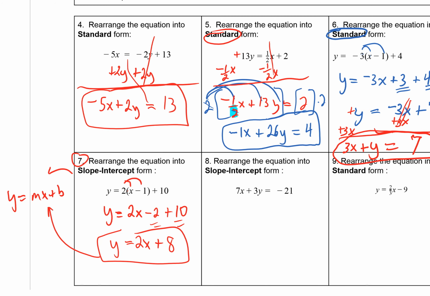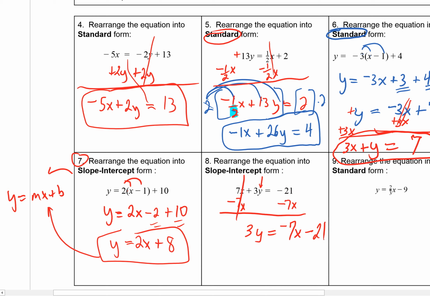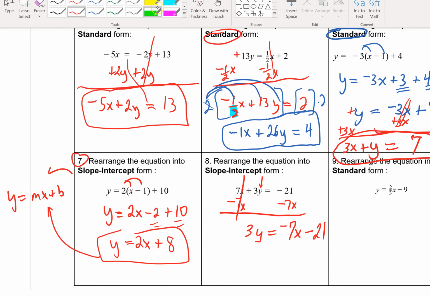Well, for number 8, again, slope-intercept form, that means we need to get y alone. I'm going to subtract a 7x from both sides. And I'm going to put my x first. I'm going to write that as negative 7x and then a minus 21. Sometimes kids will wonder, well, why are you doing it that way? Well, you don't have to.